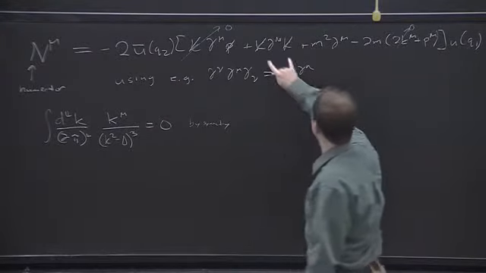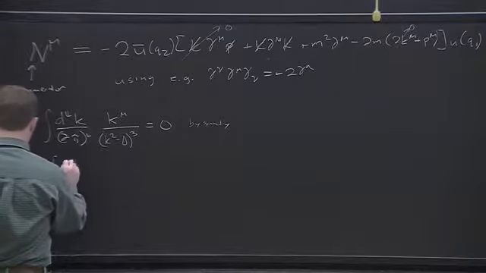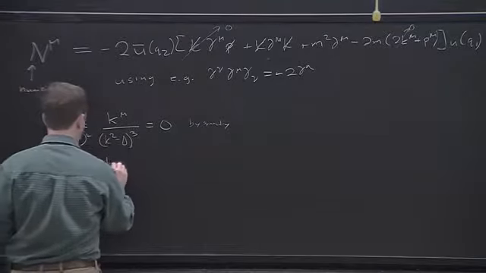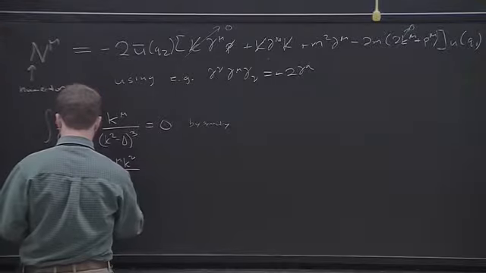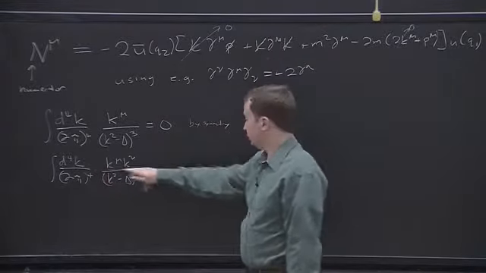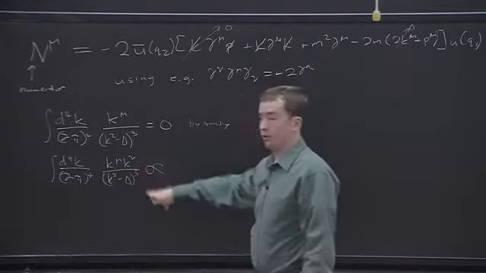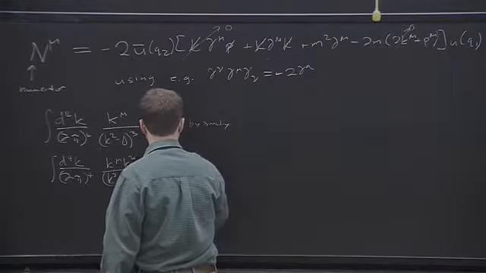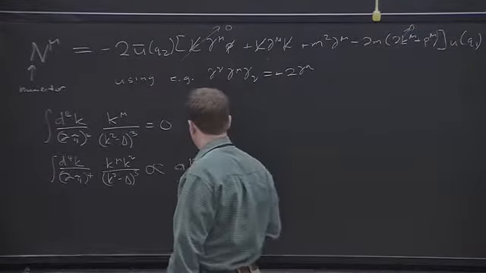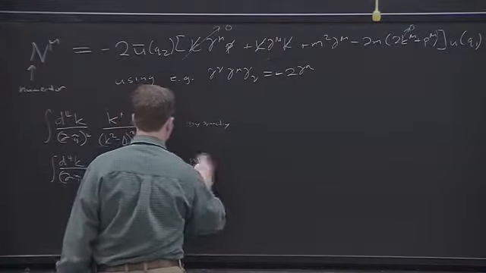We also have this term, which takes the form integral d^4k over (2π)^4, k^μ k^ν over (k squared minus delta) cubed. We're integrating over k, so it has to be independent of k. And the only tensor we have around that it could possibly be proportional to is the metric. So this has to be proportional to the metric. That tells us that we can write this as an equality if we put in some constant.